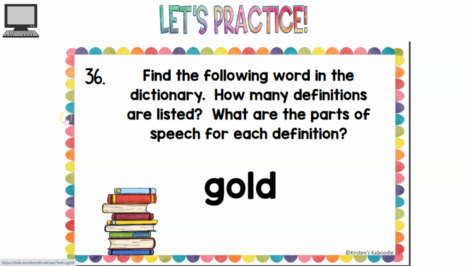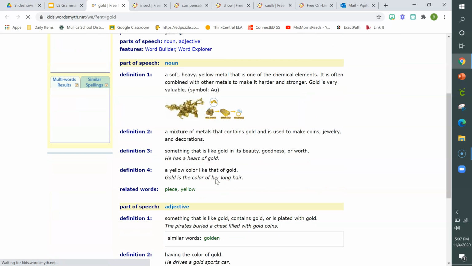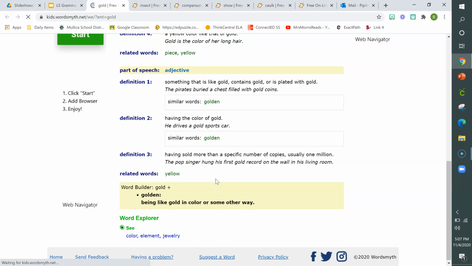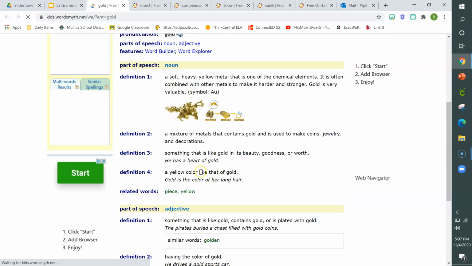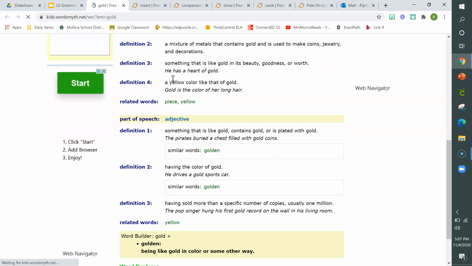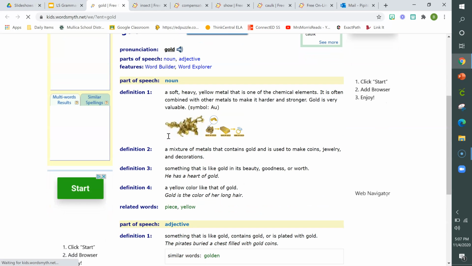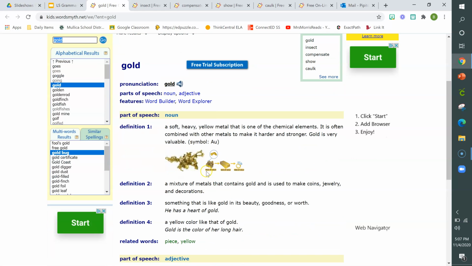Time to take a look at the dictionary entry together. I see here the word gold has multiple different definitions. It has 4 definitions when it's used as a noun, person, place, or thing. And it has 3 definitions when it's used as an adjective or a describing word. Can you pause right here to use the word gold in a sentence as a noun?